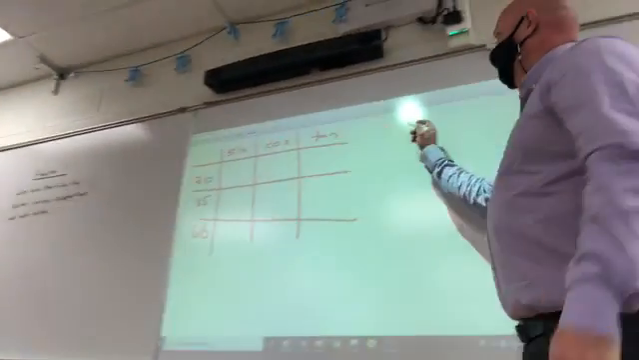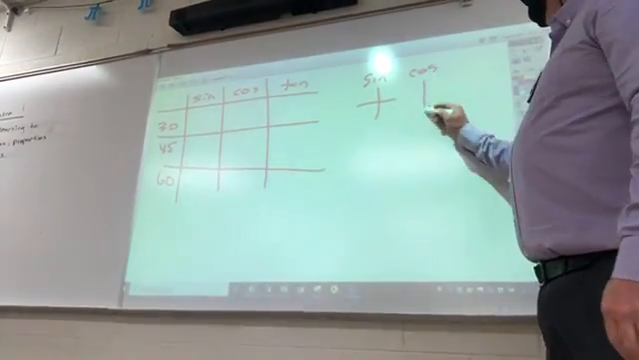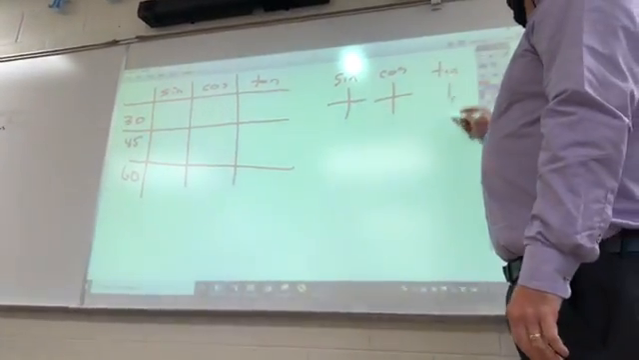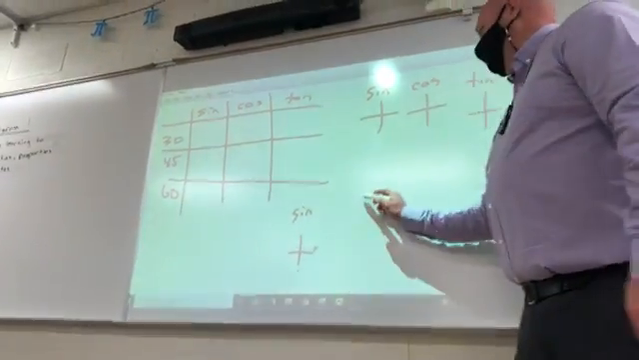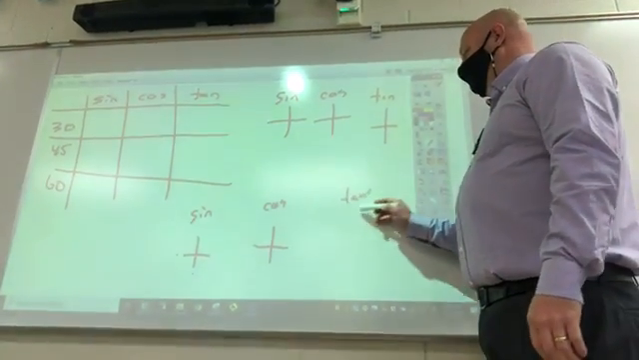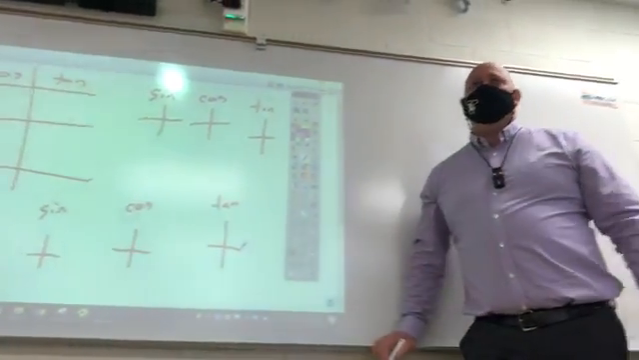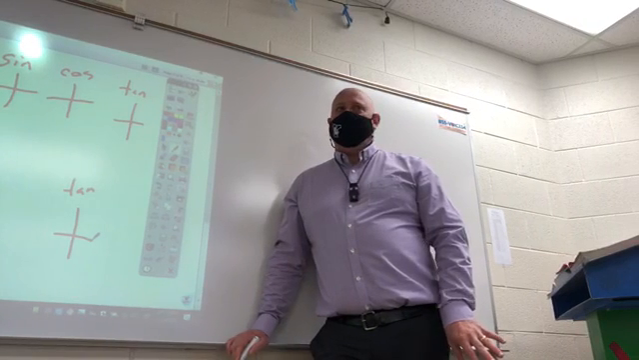Know your quadrants. Seems like you guys have a good handle on your quadrants now. And your quadrantals. So make sure you can fill this out easily. Yes? You guys want me to fill it out, or are we good?